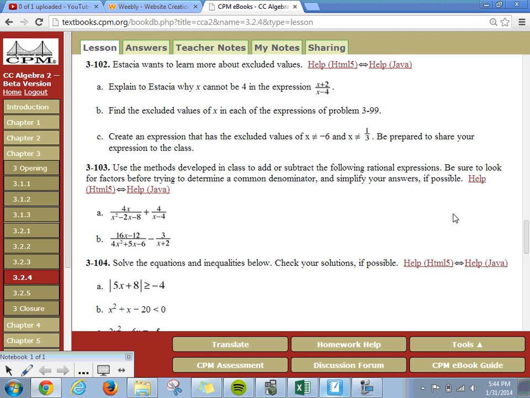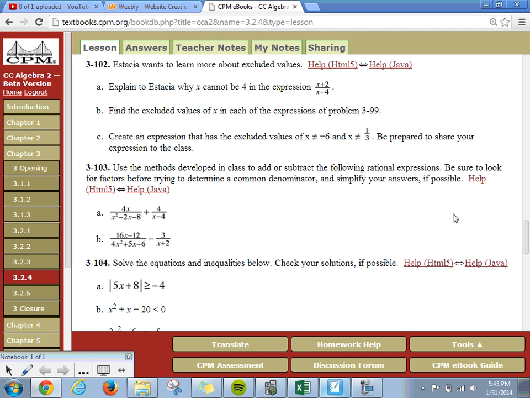So in this first problem, it says that Astasia wants to learn more about excluded values. Good question. It says, explain to Astasia why x cannot be 4 in the expression. And so they've got x plus 2 over x minus 4.